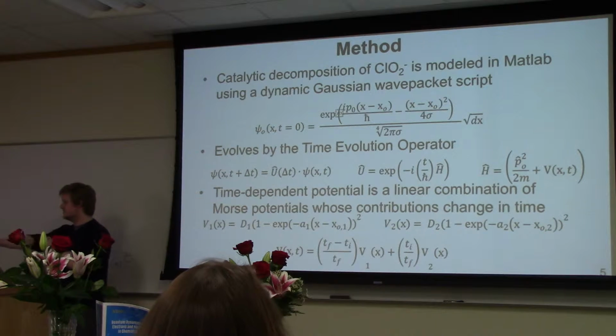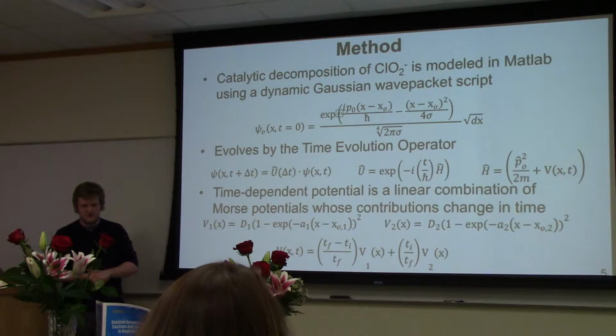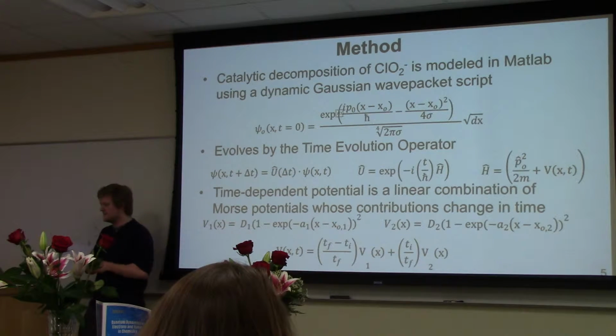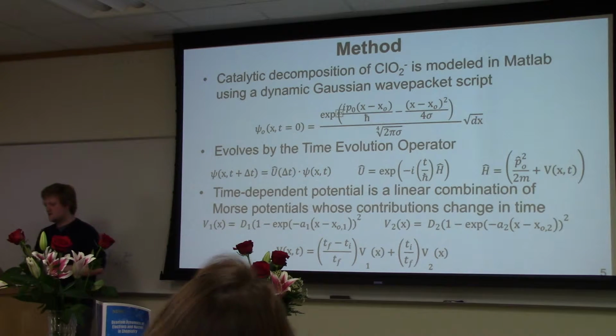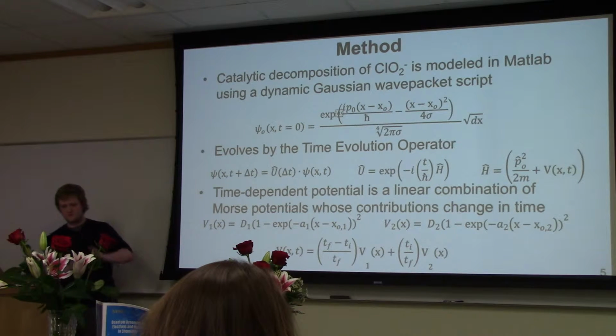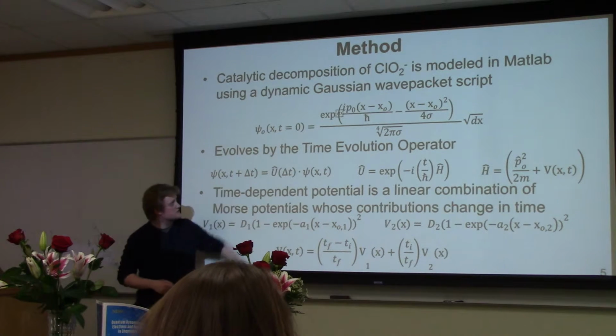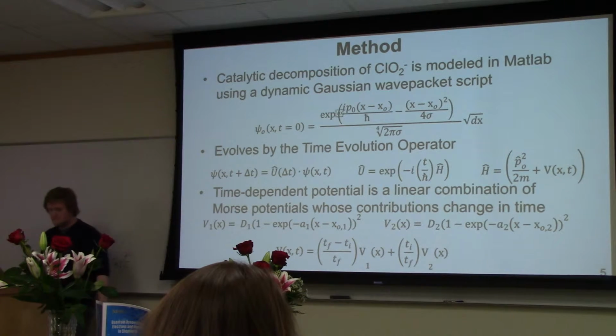So, anyways, what is the method that I will be applying here? Well, I have used a dynamic wave packet Gaussian script in MATLAB, where I am attempting to model the decomposition of chlorite as the substrate approaches the catalytic center. And so the wave packet I have used here, my wave equation, is a Gaussian wave equation. It's strange, but notice how it is dependent on momentum.